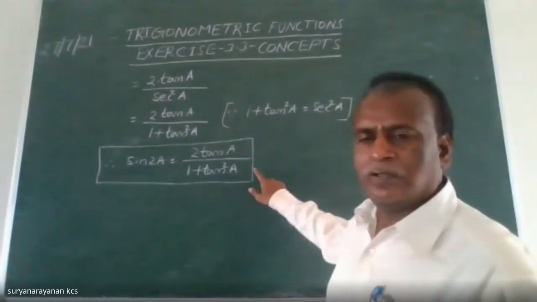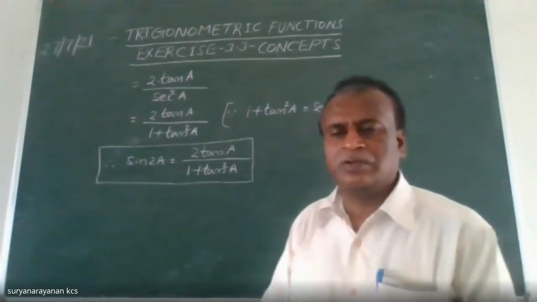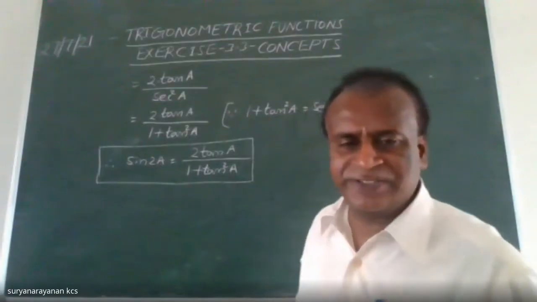Rexlin, can you read this one? Sin 2a equals 2 tan a divided by 1 plus tan square a. Very good, my dear Rexlin.